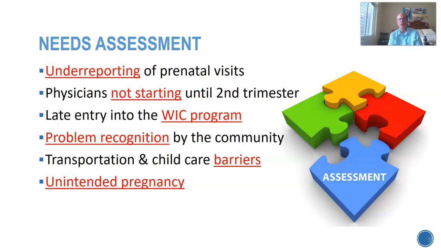We had the traditional issues of transportation and childcare barriers, and a new one that we learned is that unintended pregnancy was one of the leading risk factors for late entry into prenatal care. If mom didn't want to be pregnant, she didn't get in early and she started late. And so how do we change that paradigm? How do we make it so that women get the help that they need early so they can get into prenatal care and get the care that they need?